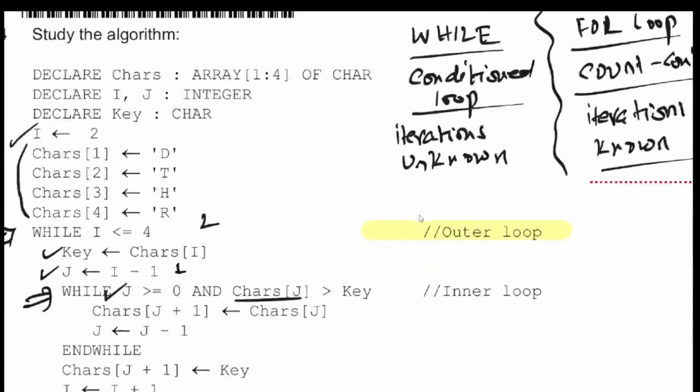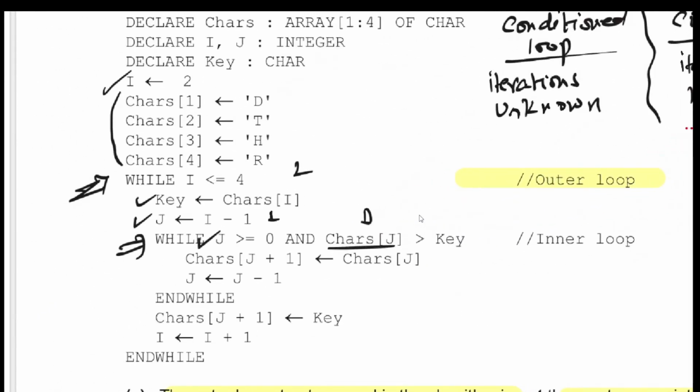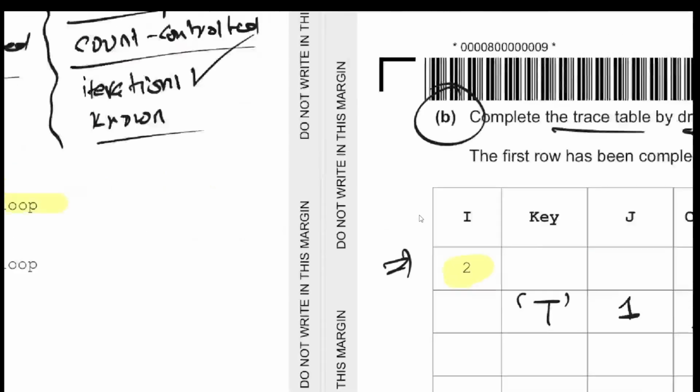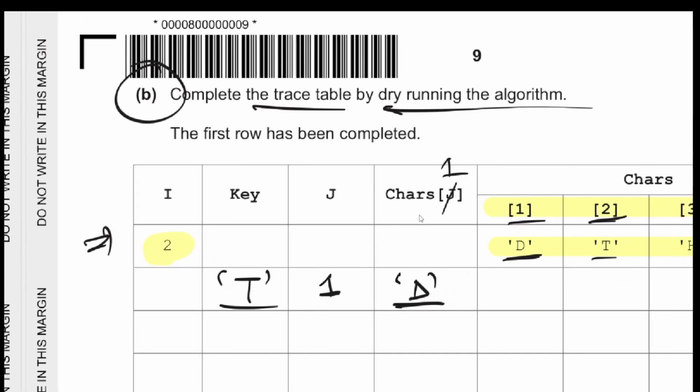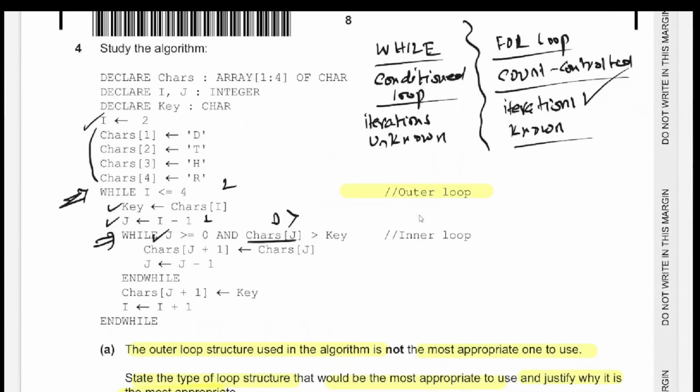So this D is compared with key. What is in the key? Key has T. So we are comparing D with the key. Key is T. We are comparing D with the T.